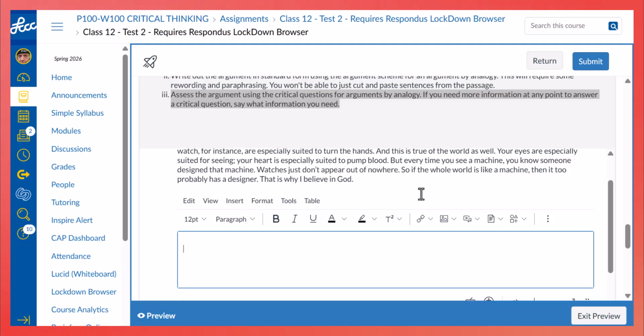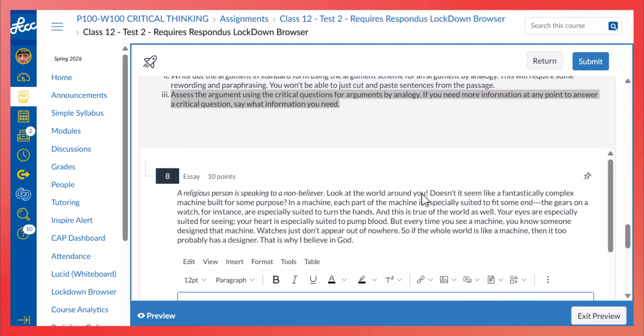So question 8 on this version of the test is a classic argument for the existence of God, known as the argument from design. The argument from design says that the world appears, so often it's called a watchmaker argument, the world appears like a marvelous machine. Machines are built by designers who have a purpose. Therefore, the world was made by a designer.